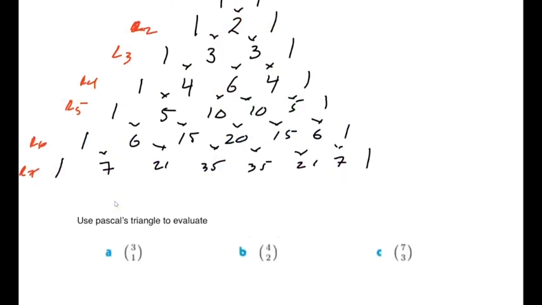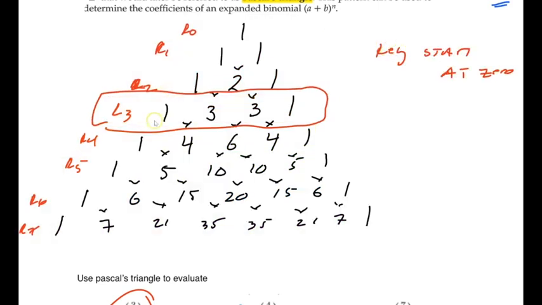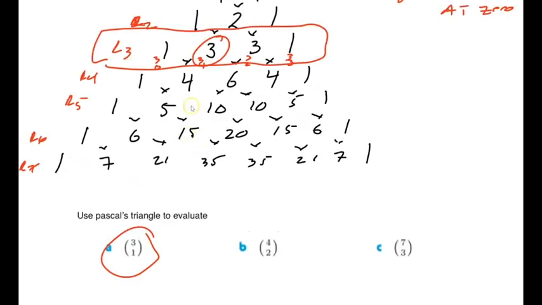Now here's the key. So we want to find 3 choose 1. But what we're going to do, here's row 3. Now the way it works is like this. The key thing about this is start at 0. So right here is 3 choose 0, 3 choose 1, 3 choose 2, 3 choose 3. I wanted 3 choose 1. So it's this number right here. So this is just 3.